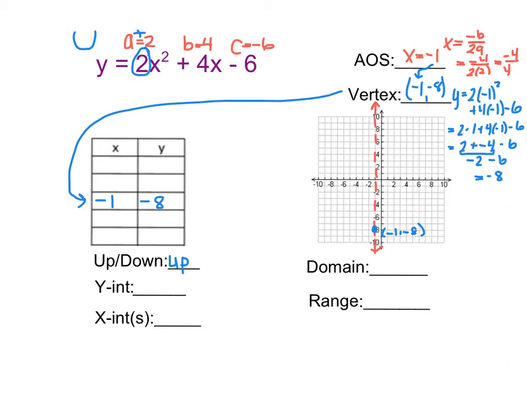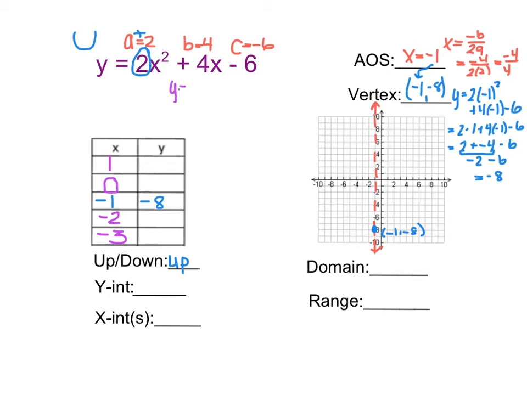So I'm going to pick some x values that are bigger than negative 1, so I'm going to go up one integer to 0 and up another integer to 1. And then I'm going to go in reverse, so down to negative 2 and negative 3. So now I'm going to calculate these values for y that correspond with those points. So let's start with the first one of x is equal to 1.